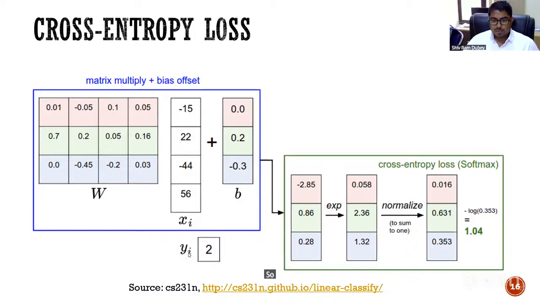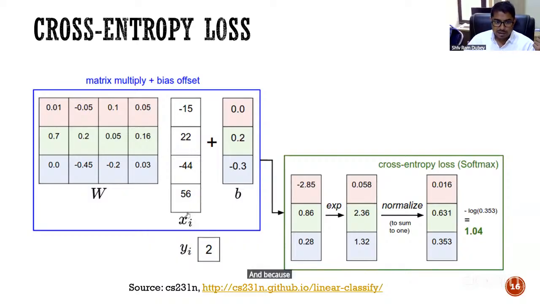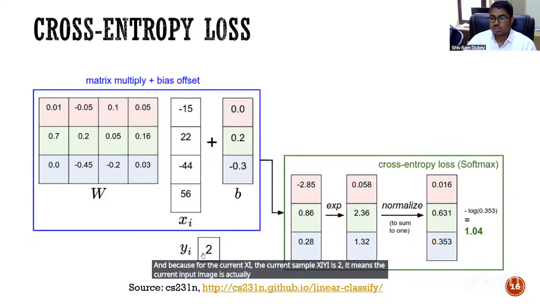So for example, yi was 2. Please explain y equals 2. Okay, in this case the class labels are 0, 1, 2. 0 means the first class, cat. If y equals 1, then this is a dog. If y equals 2, then that is a SIP. Because for the current sample xi, yi is 2, it means the current input image actually belongs to the SIP category.